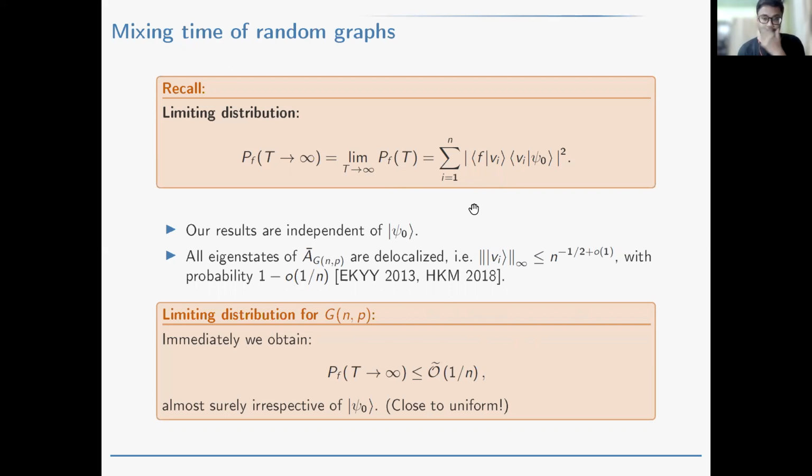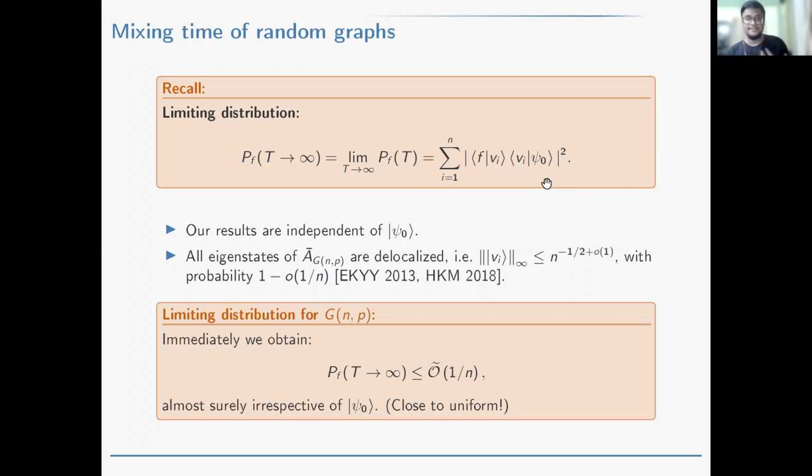So we use another result from random matrix theory, which states that the eigenvectors of the adjacency matrix of Erdös-Renyi graphs are completely delocalized. That is, the infinity norm of these kets v_i is upper bounded by something that is n to the minus half plus small o of 1. So if you replace this quantity, because f is just a vertex, f would have 1 at the f-th entry and zeros everywhere else, so you can take this out. This will be something like 1 over n, because it's a mod square.